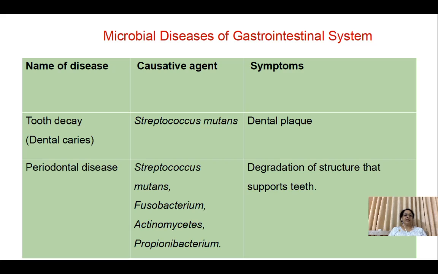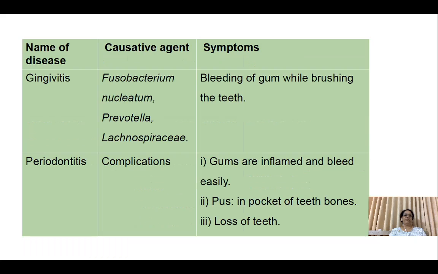Second to this is a disease caused by Fusobacterium, various species of actinomycetes, and propionibacterium. The disease is named periodontal disease. As there is degradation of the structure that supports the teeth, tooth loss is a common symptom.